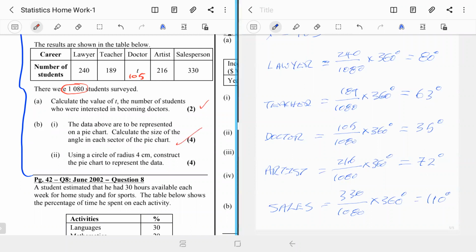The next part says using a circle of radius 4 centimeters. Remember I told you they tell you the radius that they want to use. They want us to construct the pie chart. Construct the pie chart.